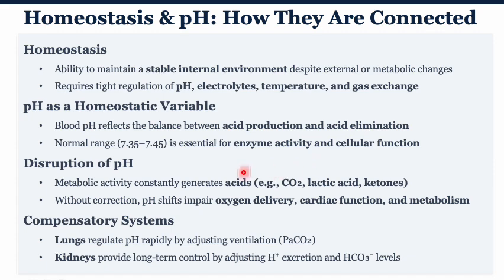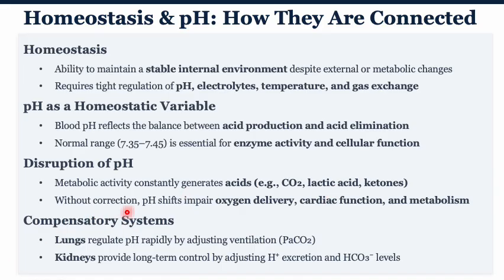Disruption of the pH. There are different things that can cause the pH to increase or decrease. Metabolic activity constantly generates acid, for instance, in sepsis, you can have elevated lactic acid that can change your pH.